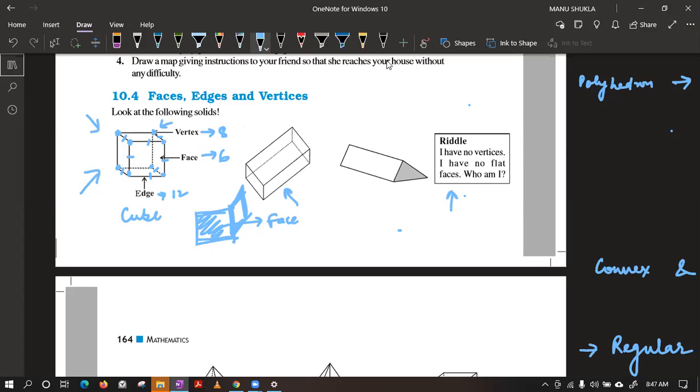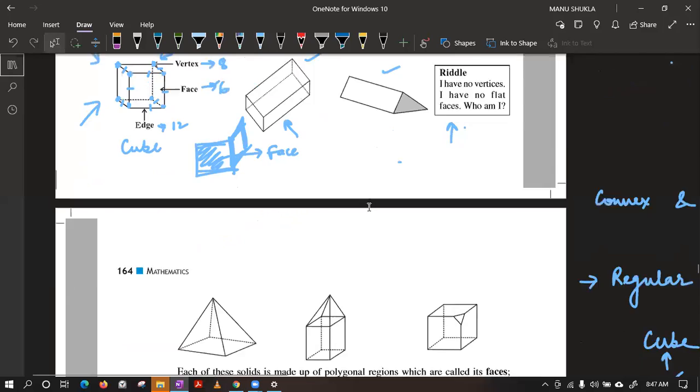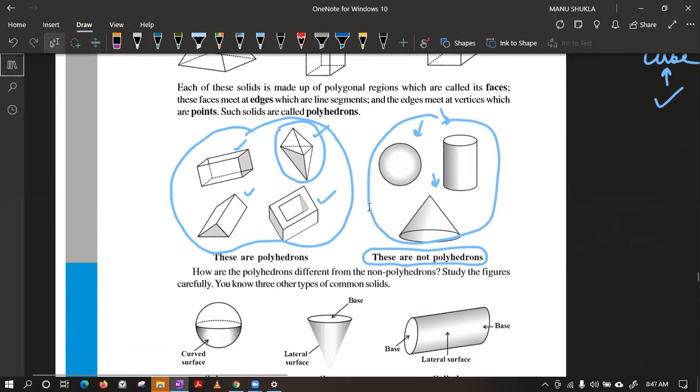The second thing to be a polyhedron was... okay, that was a different thing. So this is a cube, cuboid, and this is, suppose, a prism. I think it is a triangular prism. Let's see the next one that we have done. Then we discussed why these are not polyhedrons.